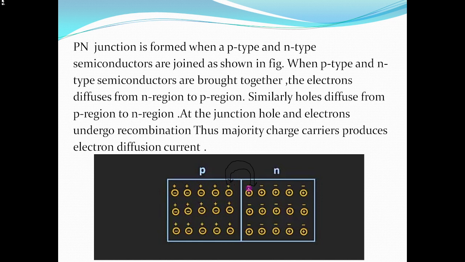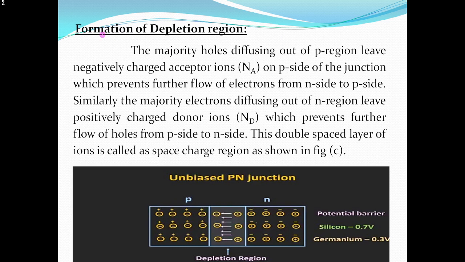Recombination takes place only at the junction. At this junction only, recombination takes place. So here the charge carriers are diffusing from one region to the other region. That's why it produces diffusion current. This current is called diffusion current. Now, formation of the depletion region.